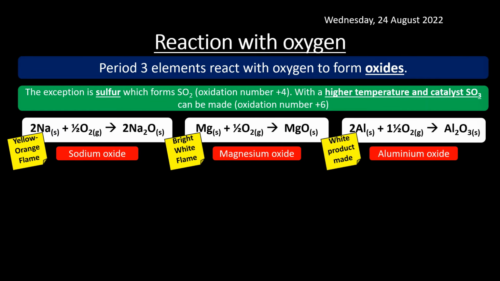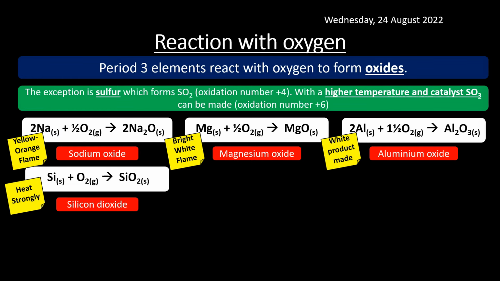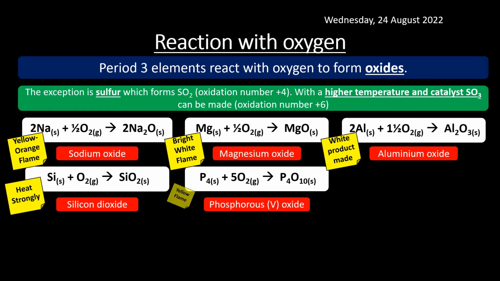So aluminium oxide forms a white product. When you burn aluminium in oxygen, you get a white powder that's formed. Silicon reacting with oxygen, if you heat it strongly, you'll form silicon dioxide. Phosphorus has a nice yellow flame when you burn it, and you form something called phosphorus pentoxide, which is phosphorus(V) oxide.